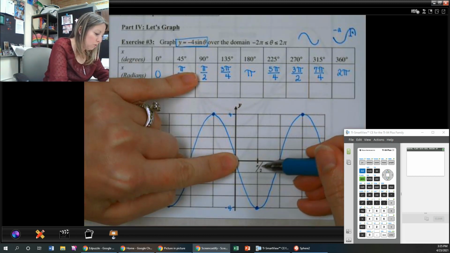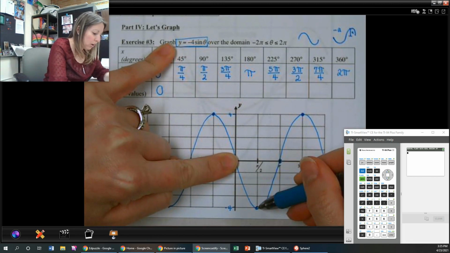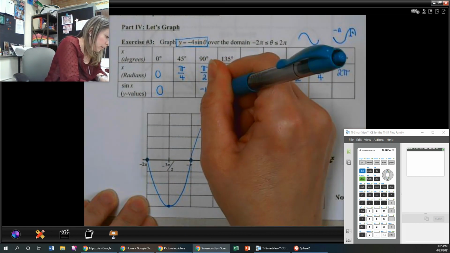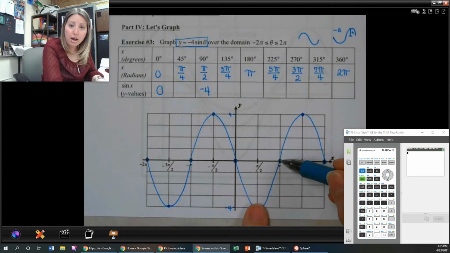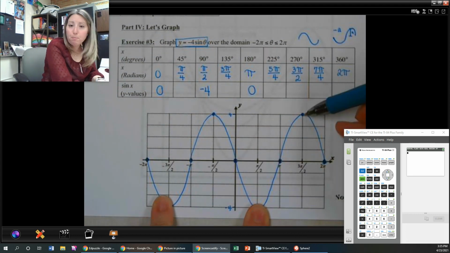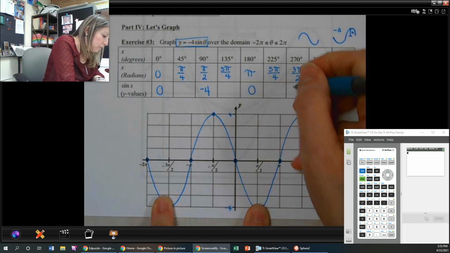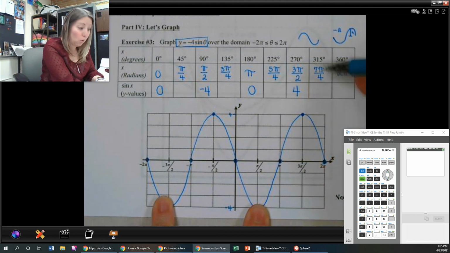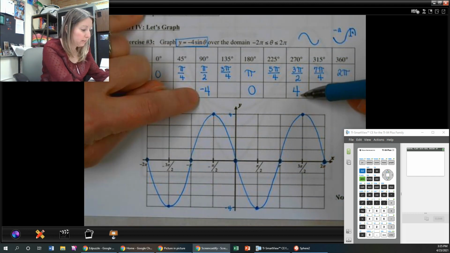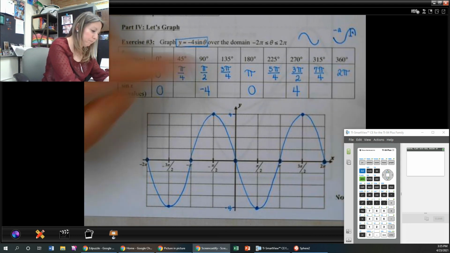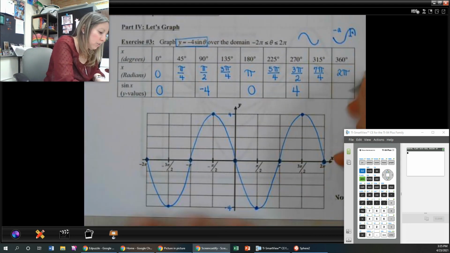Then we get to pi over 2, so that's 90 degrees. Notice that's when we're all the way down to this negative 4. Okay. Back up to pi, we had come back to 0. Way up at 3 pi over 2 gives me my positive 4. And remember, that's normally our negative, right? So it makes sense that this is normally our positive, this is normally our negative. Those are opposites right now. And then back down to 0 here.